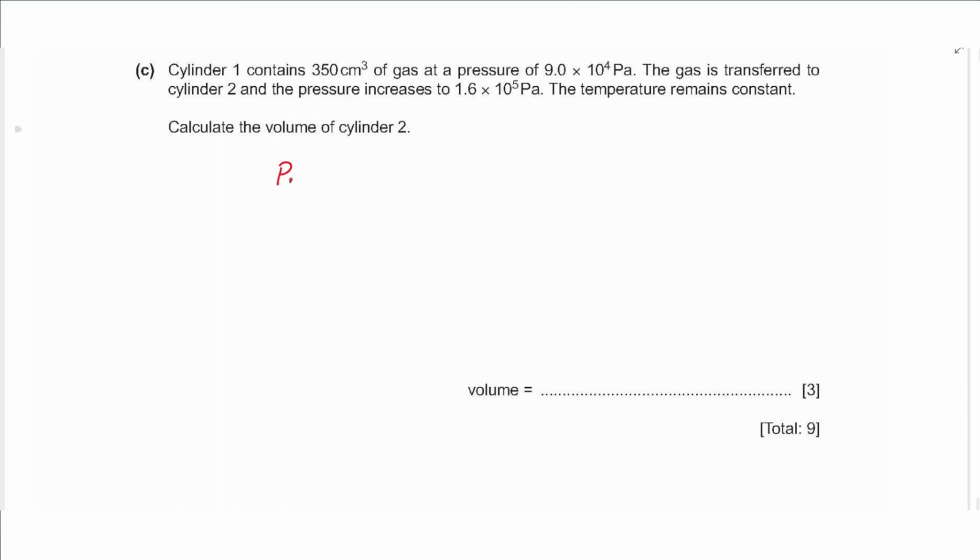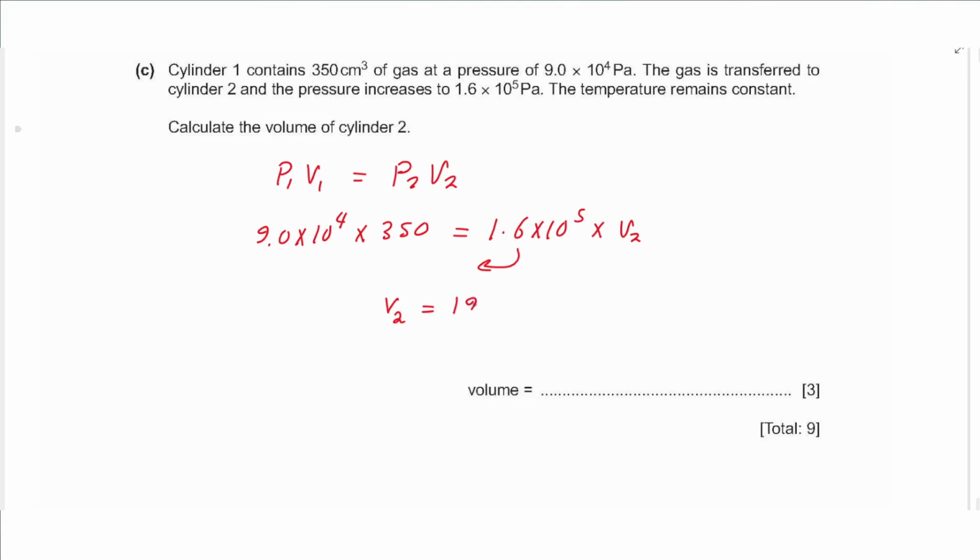So we use P1 V1 is equal to P2 V2, or the pressure multiplied by volume is a constant. And we have the initial pressure 9.0 times 10 to the power of 4 multiplied by the volume 350 is equal to the final pressure 1.6 times 10 to the power of 5 multiplied by the unknown volume. So we divide by 1.6 times 10 to the power of 5. V2 would be 196.875, which we can approximate to approximately 200 or 197 centimeters cubed.